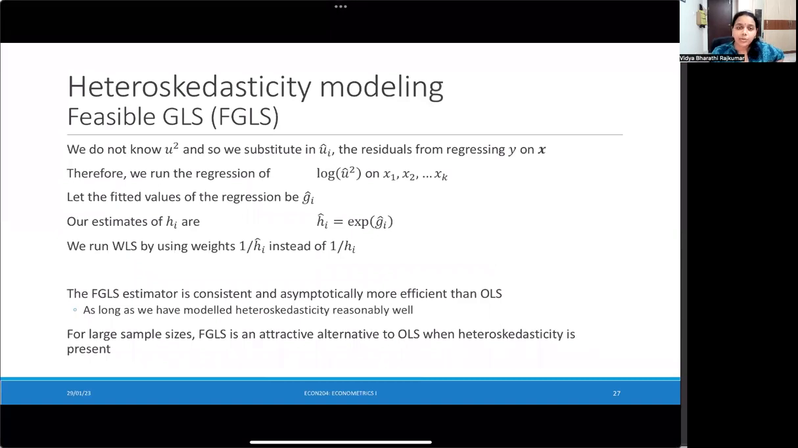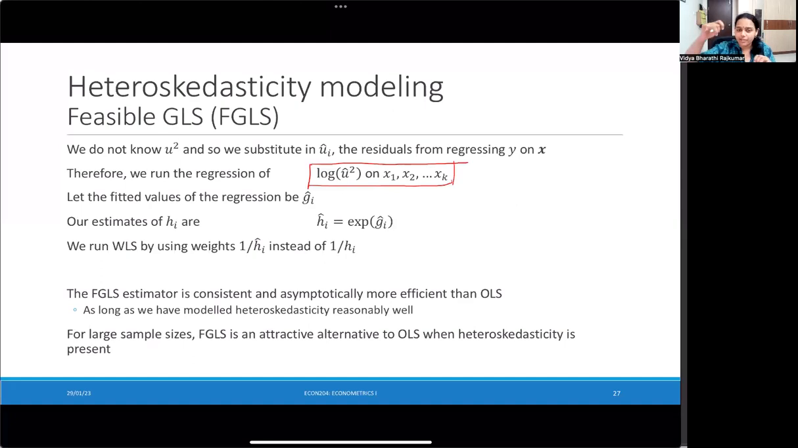u hat is nothing but the residuals that you get from regressing y on all of your x variables. So run the original regression, get your residuals, square them, and then take a log of that. Now you regress the log of u hat square on all the regressors in your model. And once you run this regression, get the predicted or the fitted values from this regression. And let us call that g i hat. So all the predicted dependent values, predicted log of u hat squares from this regression, we call that g i hat.